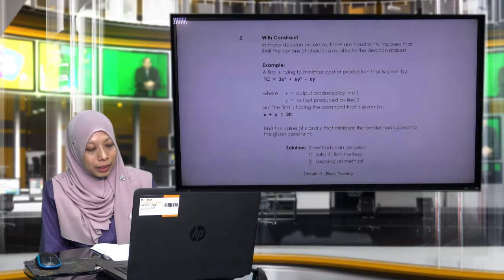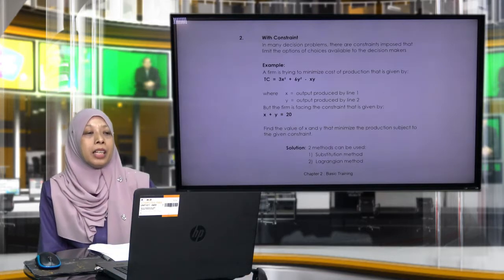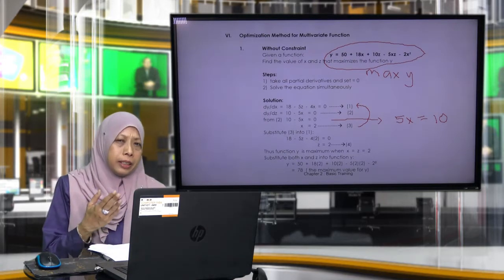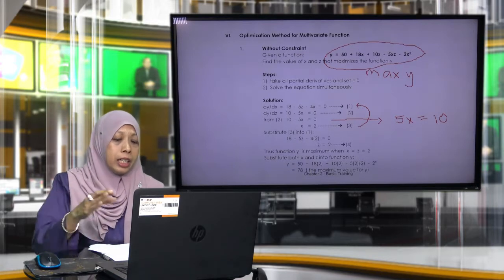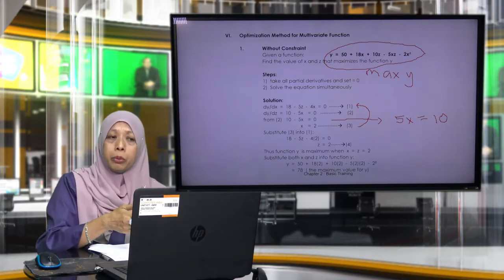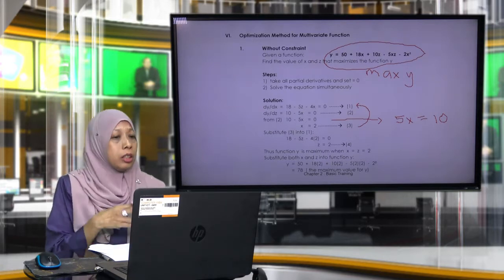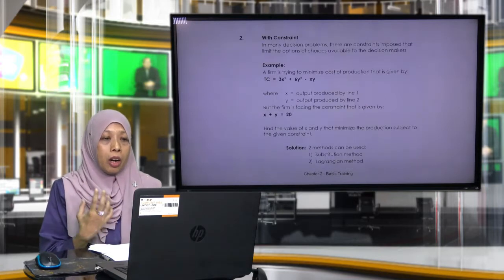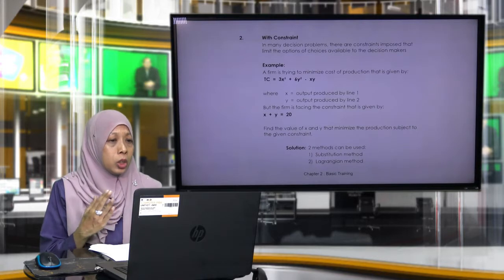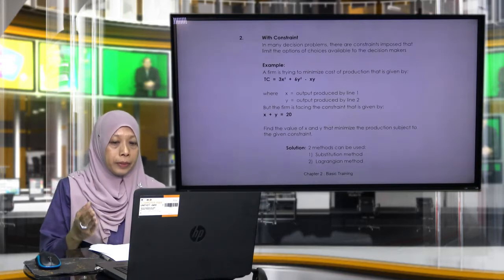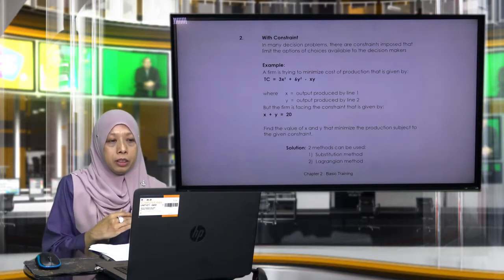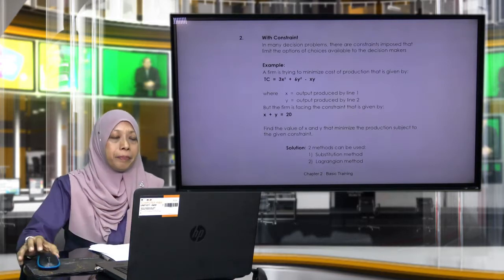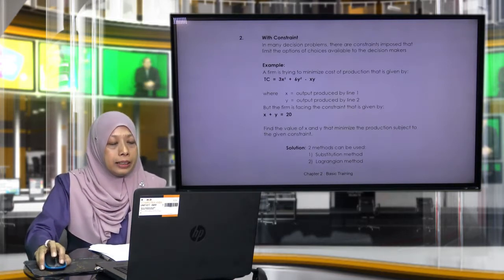The next one is, what if you want to achieve your objective, but this time around you are facing a constraint? The previous examples that we dealt with don't involve any constraint. You want to maximize your y function, and you need to find out how many x, how many z to produce. There is no indication of a constraint. But what if you want to achieve your objective, but there is a limitation? Let's look at this example.